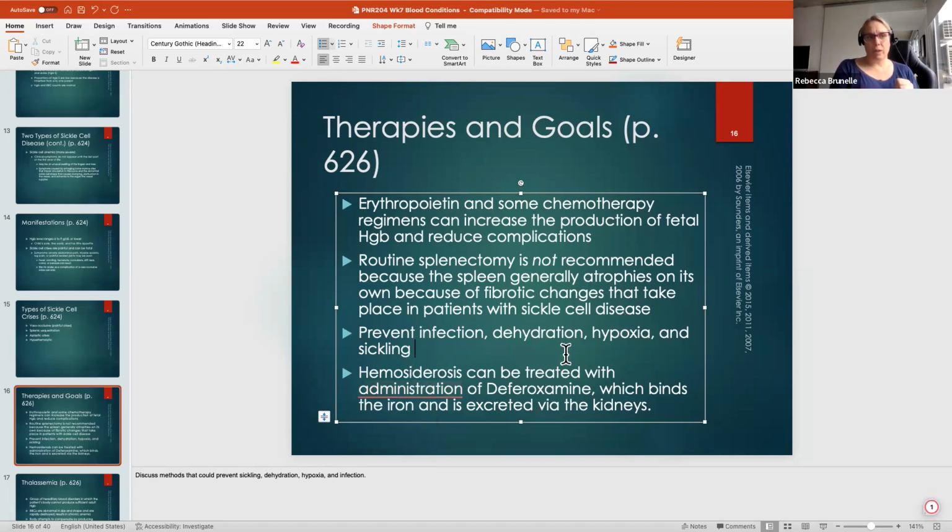And here's that word again that I have a hard time pronouncing. Hemosiderosis is where they have the release of iron from their hemoglobin that builds up in their body. And deferoxamine is the name of the medication that they can give to chelate or bind that iron, then help remove it. Having this iron build up throughout the body can damage your organs, like your liver.